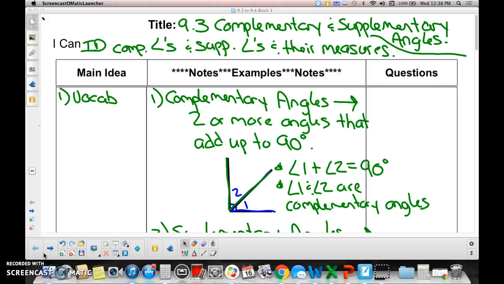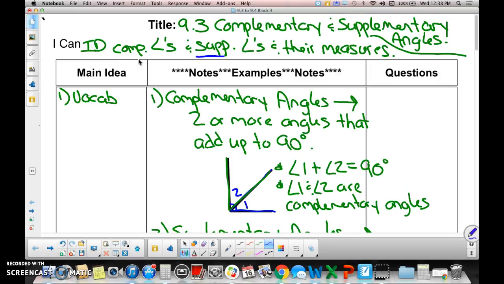What is your I can statement for this set of notes, Hamza? So good. We abbreviated complementary with comp. We abbreviated supplementary with sub. And we abbreviated the word identify with ID. But this is what you are now able to do, yes or no?